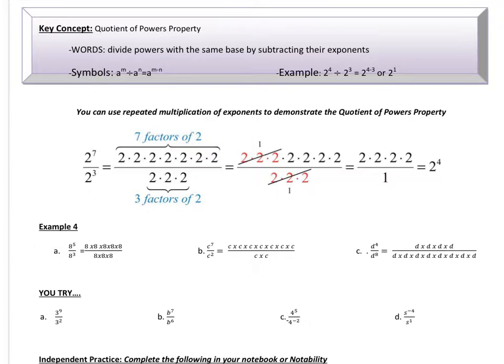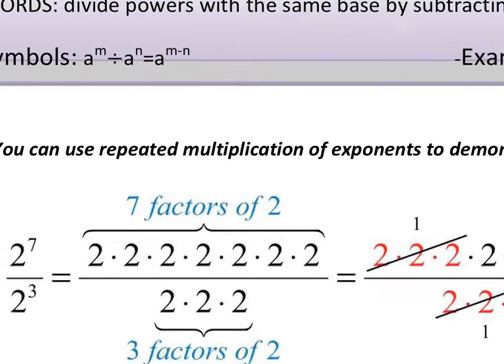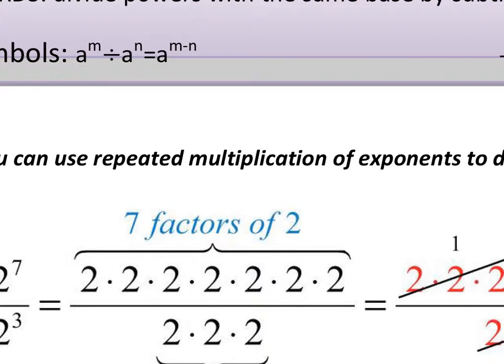In this video, we're going to be talking about the quotient of powers property, better known as dividing exponents. So the key concept: we're going to be dividing powers that have the same base but different exponents. In order to divide powers with the same base, we must subtract their exponents.